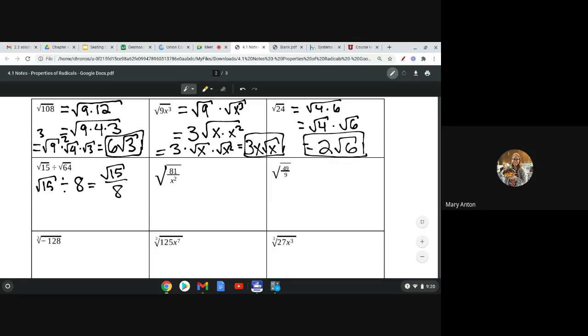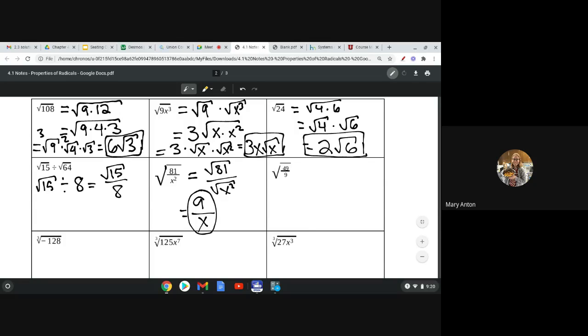All right, y'all. Can you guide me through this one? What's our quotient property telling us that we can do? All right, this says we can take the square root of 81, divide by the square root of x squared, right? And then what is the square root of 81? That's 9. And what's the square root of x squared? That's just an x. This is really just 9 over x.